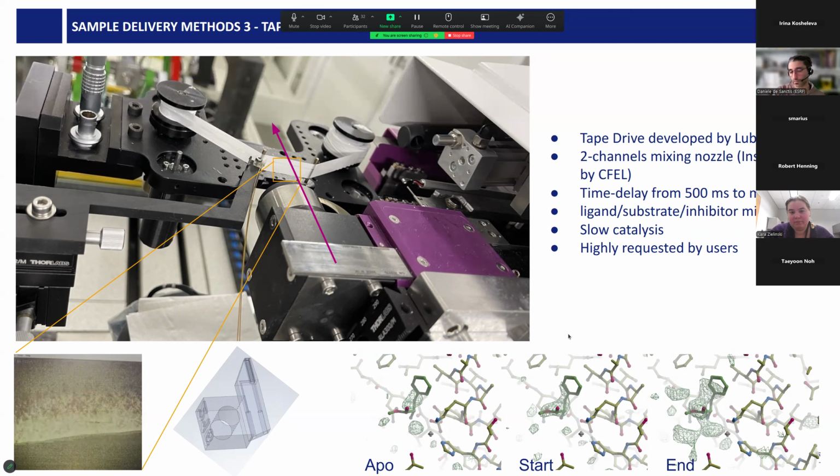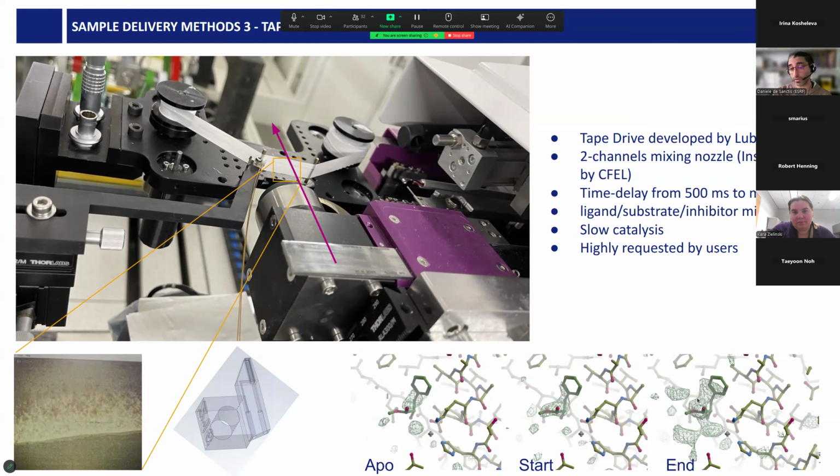This is one of our in-house projects, showing the electron density. In this case, the crystals needed two substrates in order to produce a reaction. So the crystal slurry was produced with one of the substrates, and then the other molecule was added. And this is the apo structure with an FO minus FC map. This is at the beginning of the reaction, and this is at the end, 2 seconds down on the tape drive when we add the second molecule.